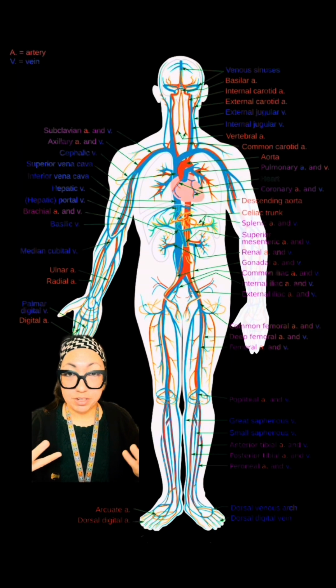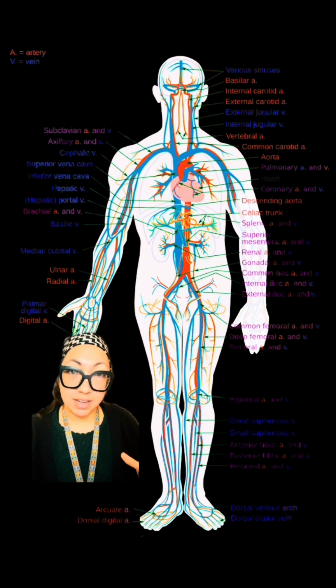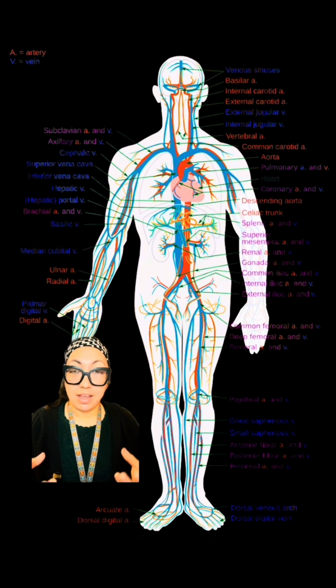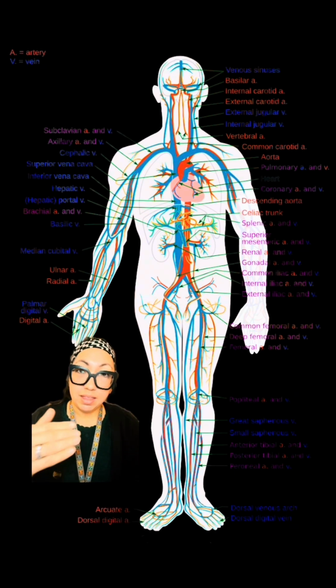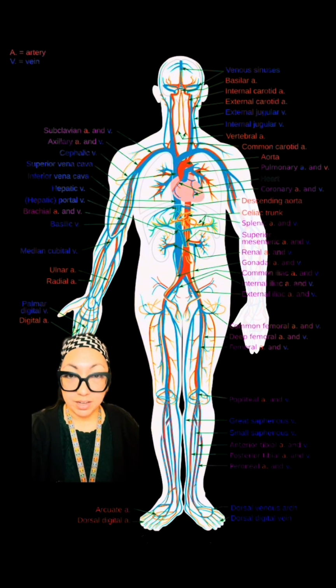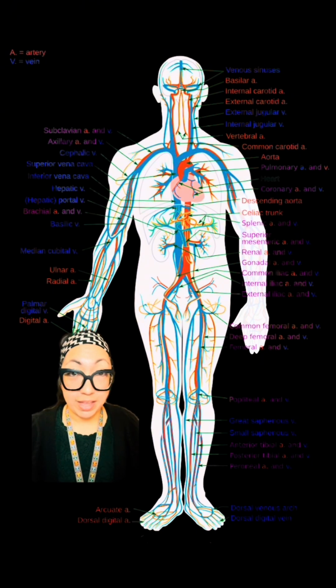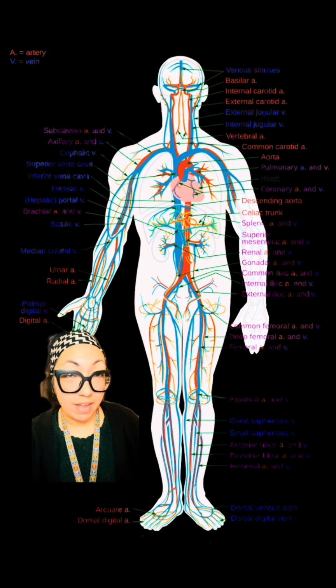This is a common image that you might see in a textbook. We've got blue and red. And when you see these colors, all I want you to think of are the levels of oxygenation. So blue being deoxygenated or less oxygenated blood, red being oxygenated. And that's all that means. It has nothing to do with whether it is called a vein or an artery.